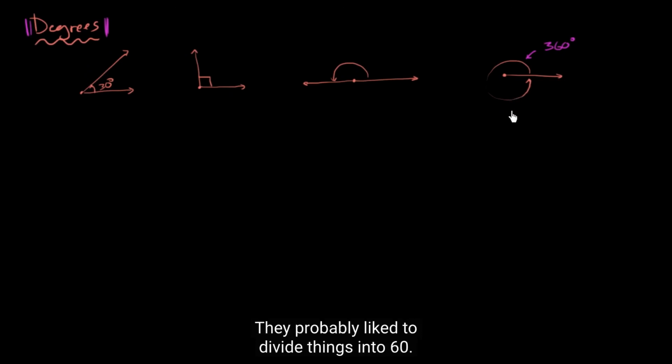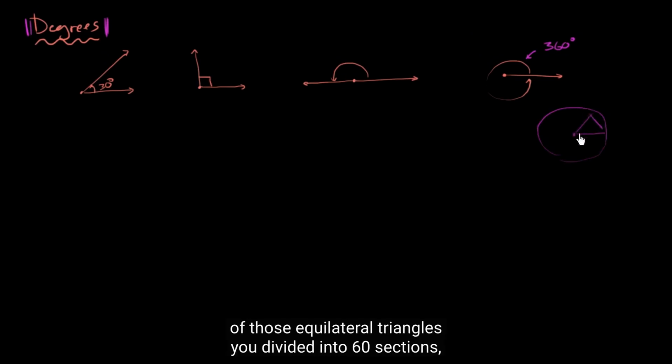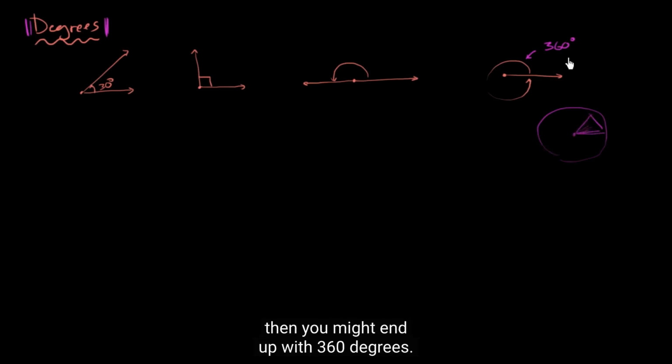They probably like to divide things into 60. So if you had a circle and you divided it into about 6 equilateral triangles, and each of those equilateral triangles you divided into 60 sections because you have a base 60 number system, then you might end up with 360 degrees. What I want to think about in this video is an alternate way of measuring angles.